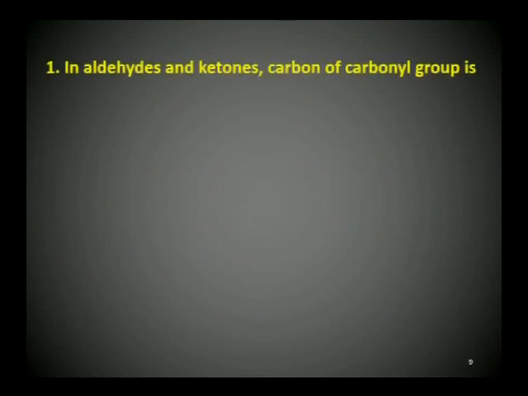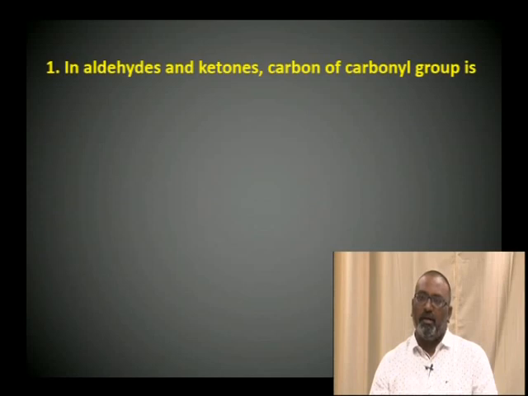The first question: in aldehydes and ketones, the carbon of the carbonyl group is. See, in aldehydes and ketones, we have a carbon atom which is double bonded with oxygen, and the carbon atom also has two other single bonds. So a carbon with two single bonds and a double bonded oxygen atom is called a carbonyl group. If one single bond is bonded with oxygen, then we call it a carboxylic group. But here, since we are discussing aldehydes and ketones, it is given as carbonyl group.